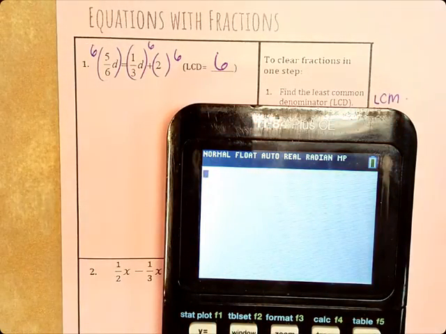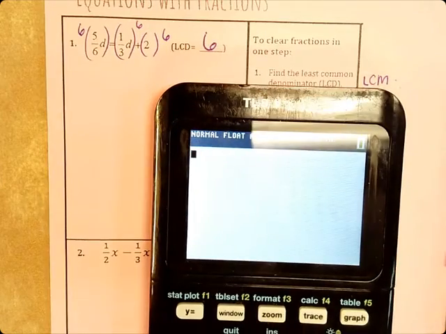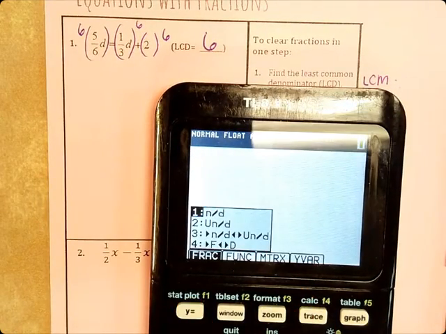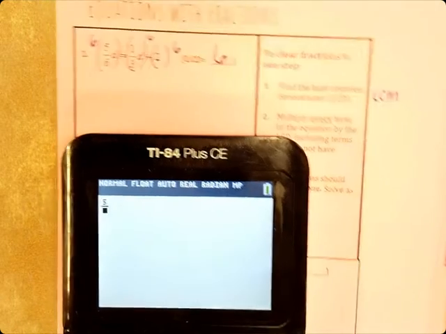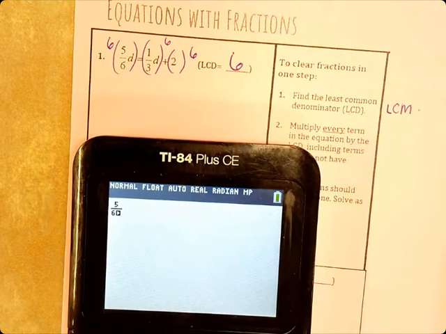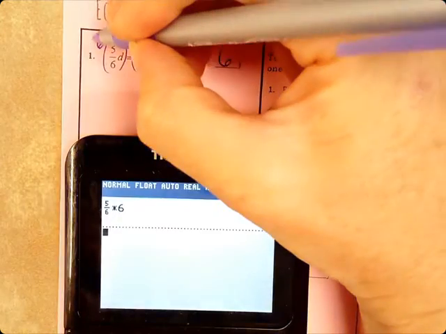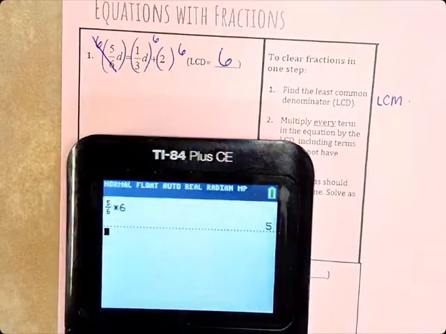So if you're not sure what that is, we can look in the calculator. So do alpha y equals, we're going to do the fraction 5/6, and then get out from that fraction, put times 6. Yeah, equals 5. Because actually the 6's cancel. So you don't have to use the calculator.